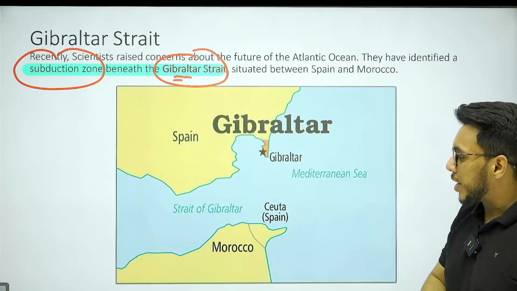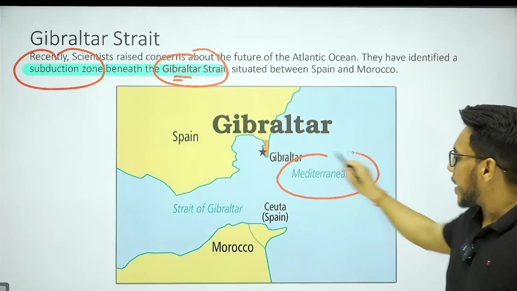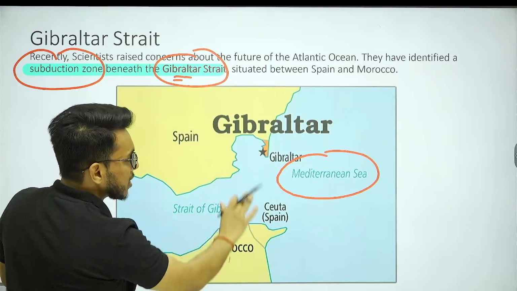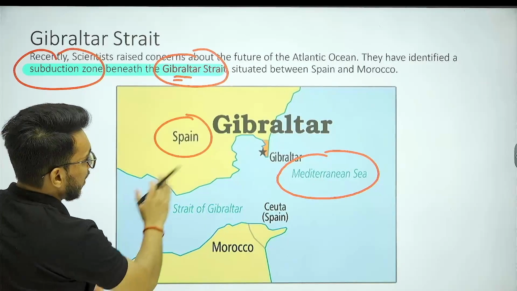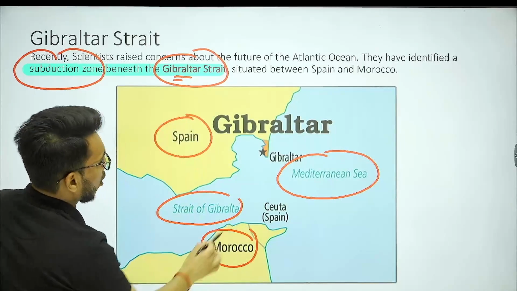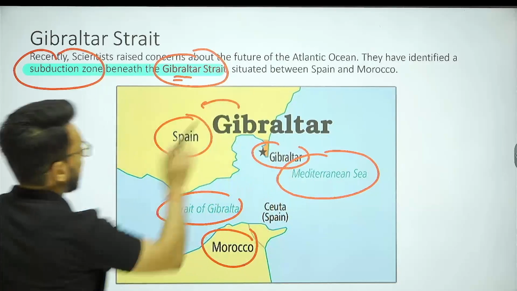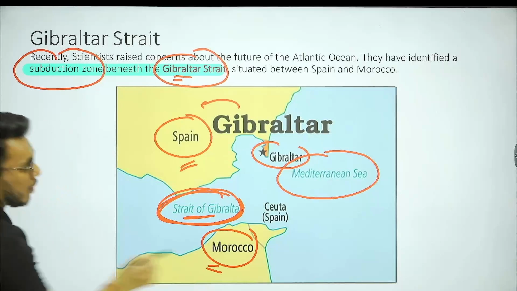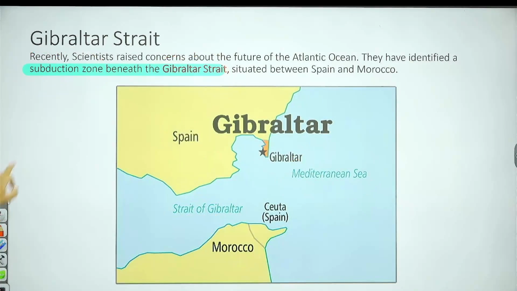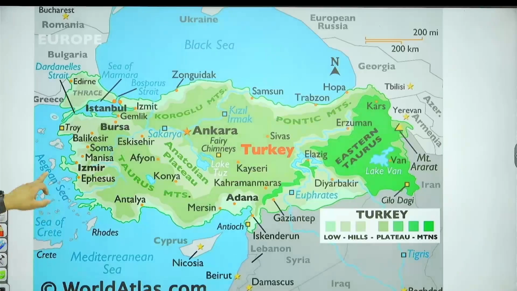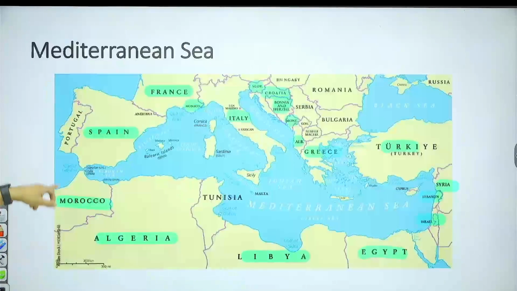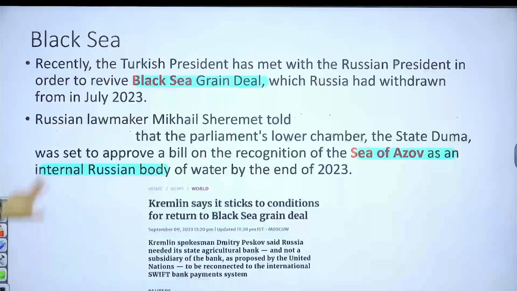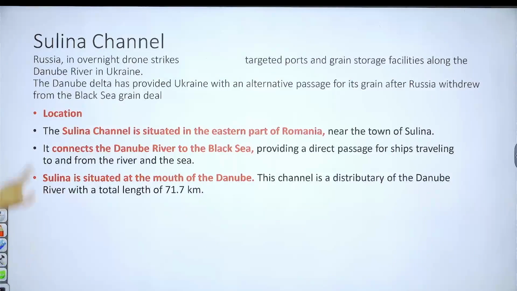Now, the Gibraltar Strait connects the Mediterranean Sea with the Atlantic Ocean. It is located between Spain and Morocco, and Gibraltar is in Spain. Here you have the state of Gibraltar, and the strait is located between Spain and Morocco. It connects the Mediterranean Sea with the Atlantic Ocean. If we go back, I can show you that also. Yes, here we have the Mediterranean Sea, and here we have the Atlantic Ocean.